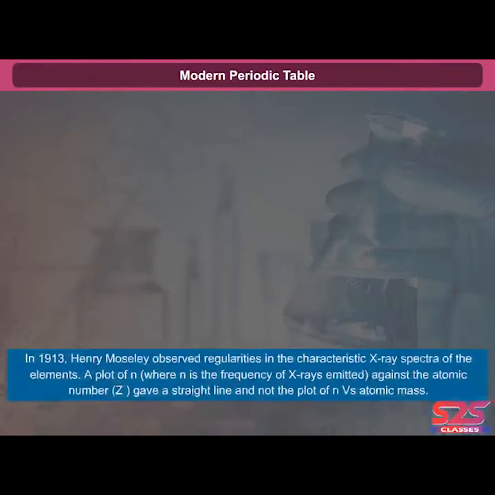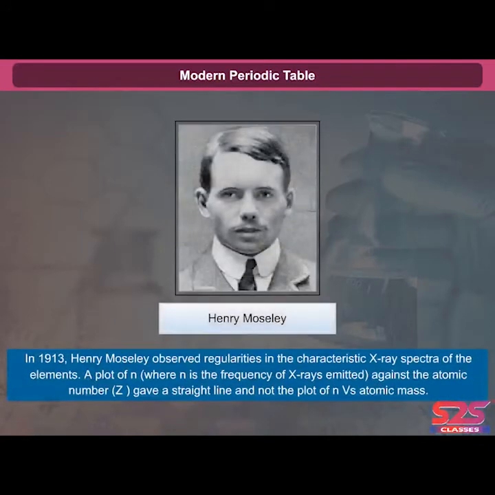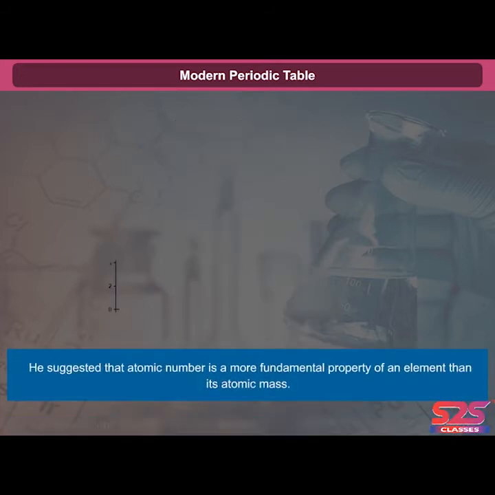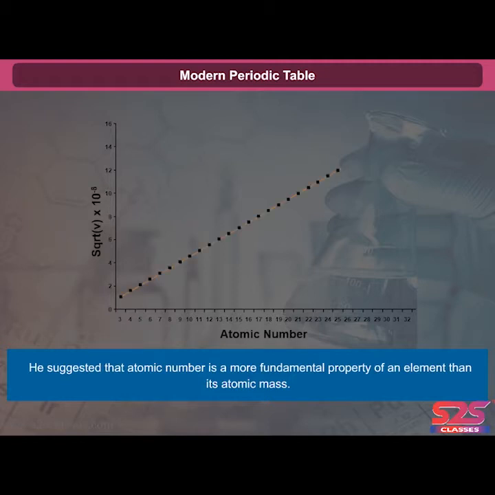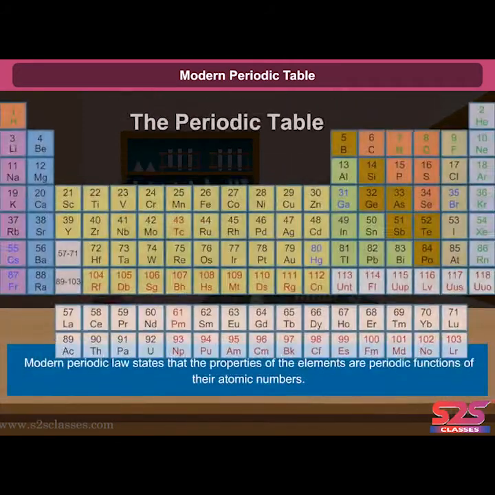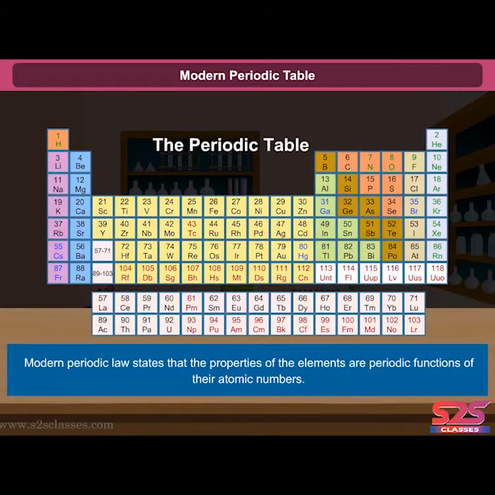Modern periodic table. In 1913, Henry Moseley observed regularities in the characteristic X-ray spectra of the elements. A plot of √N, where N is the frequency of X-rays emitted, against the atomic number Z gave a straight line, and not the plot of √N versus atomic mass. He suggested that atomic number is a more fundamental property of an element than its atomic mass. Modern periodic law states that the properties of the elements are periodic functions of their atomic numbers.